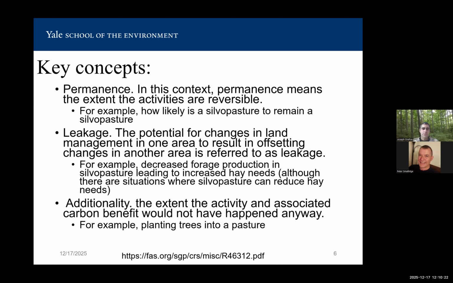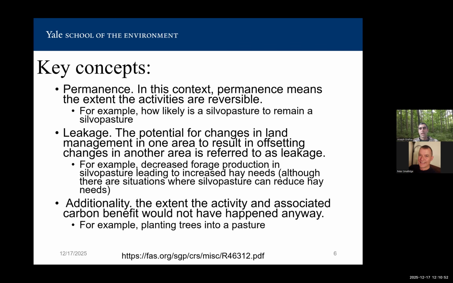assuming we get them established and growing. Leakage is another concept, so it's the potential for changes in land management in one area to result in offsetting changes in another area. So, for example, if we get decreased forest production in silvopasture, leading to greater needs for hay, like on any given farm, that may mean there is a greater amount of area that's non-forested or non-silvopasture that's producing that hay because of the reduction in forage due to silvopasture.